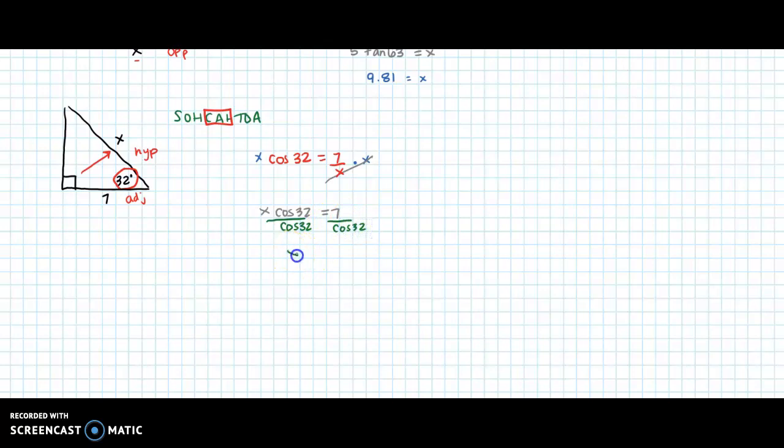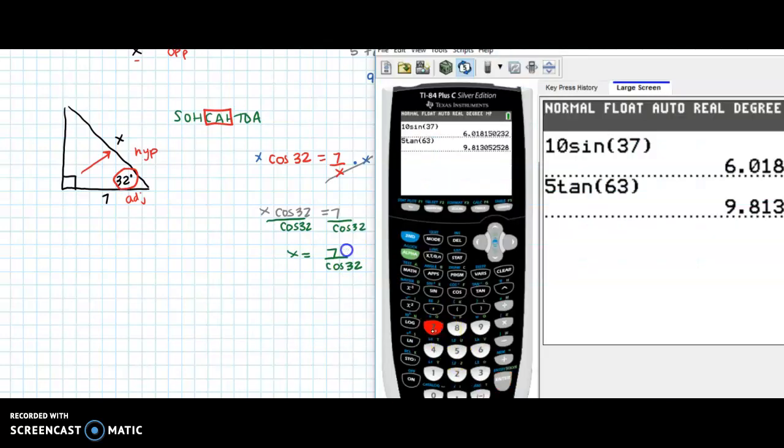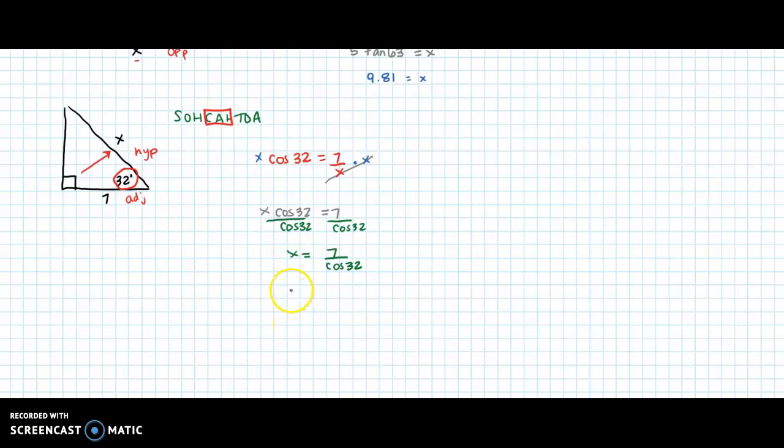So in your calculator this time, you will type in x equals 7 divided by the cosine of 32. 7 divided by the cosine of 32. And hit enter. And you get 8.25. So x equals 8.25.